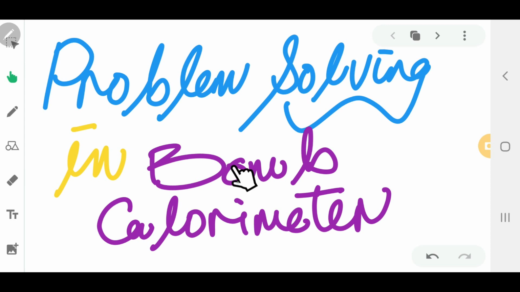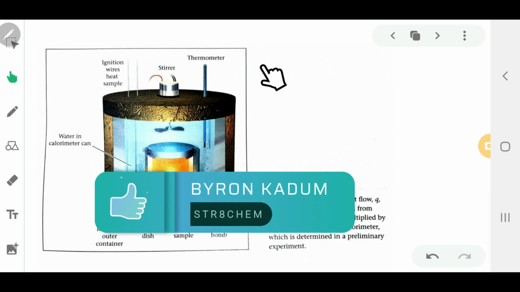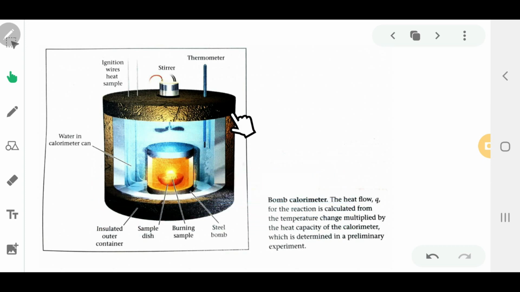In this Straight Chem session, I'm going to walk you through some problem solving in bomb calorimetry. This is the diagram of a bomb calorimeter. It has a thermometer, and an ignition wire which will heat up the sample inside, and the sample will be burned completely in excess oxygen. Surrounding the bomb you have water, and the stirrer on top will stir the water inside so that the heat will be distributed evenly inside the container.